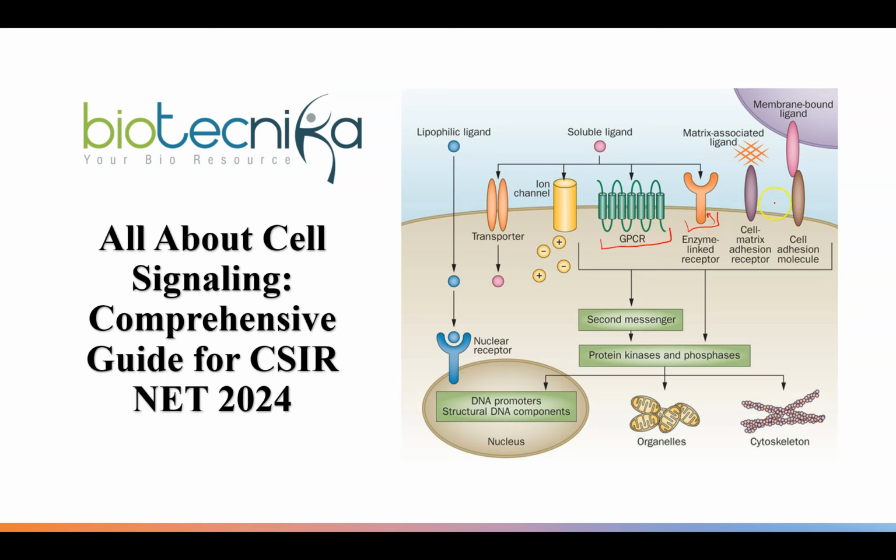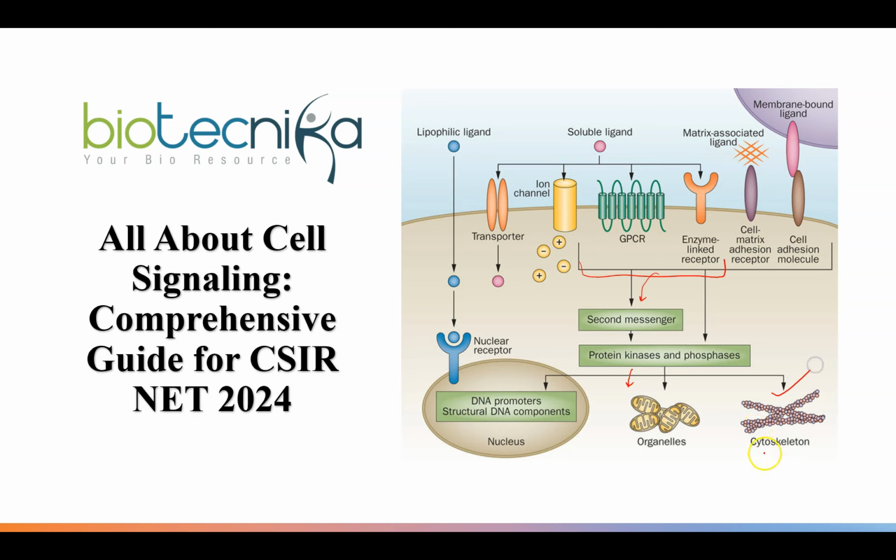Sometimes you will have some cell matrix adhesion receptors, and this part is a separate aspect of unit 4, which is cell communication with adhesion molecules. Sometimes there are ion channels and transporters also. This is also a way of cell signaling. And whenever we have this signaling, it affects the gene expression or some changes inside the cell.